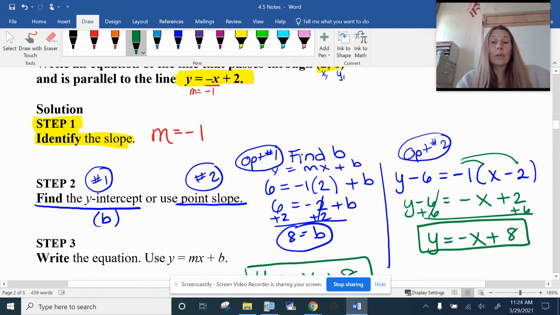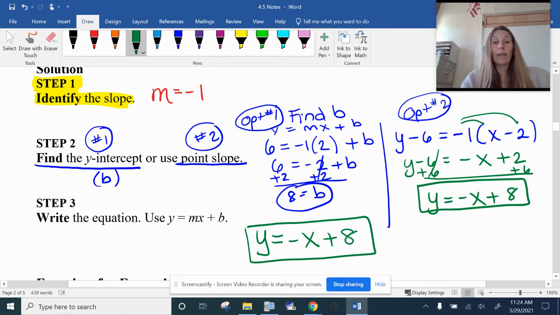Okay, so finding the slope and then using whichever method you like to use to get to that end result of slope-intercept form. Now, if you use option 2, you can still identify that that y-intercept is 8, and then, of course, your slope is still -1.